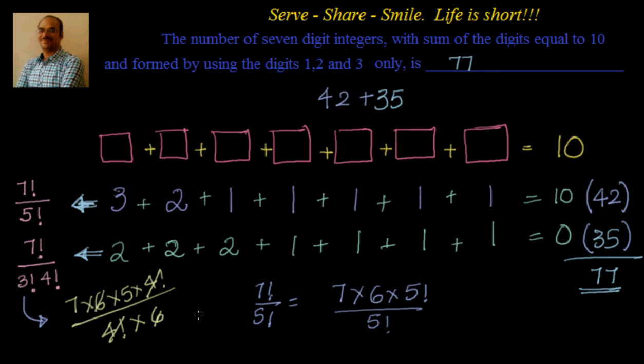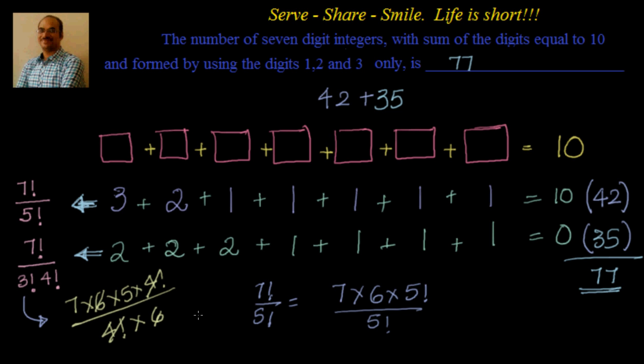Let's recap how we have solved this. We have been asked to find the number of 7-digit integers with the sum of the digits equal to 10, formed by using the integers 1, 2 and 3 only. Now we looked at the combinations. Our sum is 10, so I cannot have more than 1 3. If I take 2 3s, then I have empty slots. That means I have to go with 1 3 and try to fill the remaining 6 boxes with a value of 7. That can be done by 5 1s and 1 2.